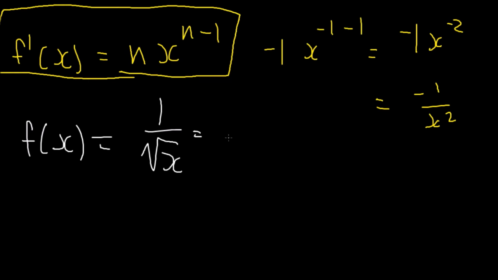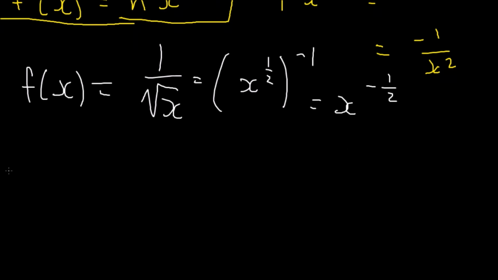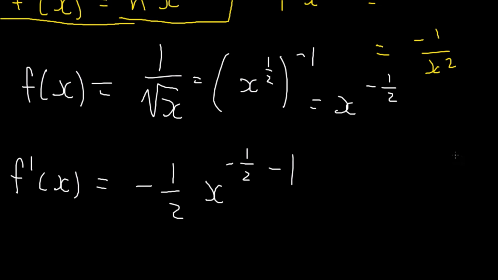Okay, so this is going to equal, we know it's a reciprocal, so we could say it's to the power of minus 1. And then the square root, that's x to the 1/2. Minus 1 times 1/2 equals x to the minus 1/2. So now, to find our derivative, f prime of x, it's going to equal minus 1/2, bring it out front, x to the minus 1/2 minus 1.